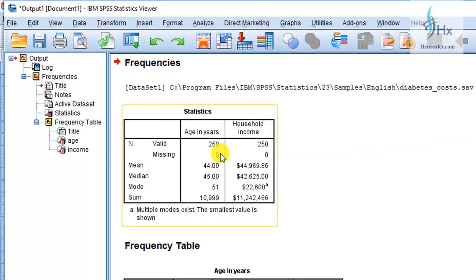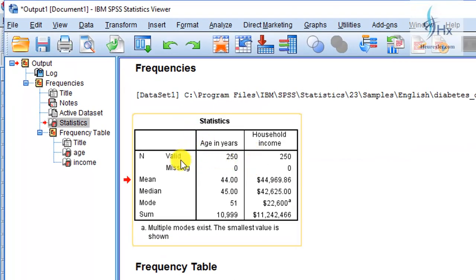So this is our output, and the main output is this. You get a total of 250 valid cases for the age variable and the same 250 for household income. So there is no missing value in the data. The average age is 44 years for this sample, and the average household income is $44,969.86 US. The median is slightly higher, 45 years for age, but for income it's a bit lower.